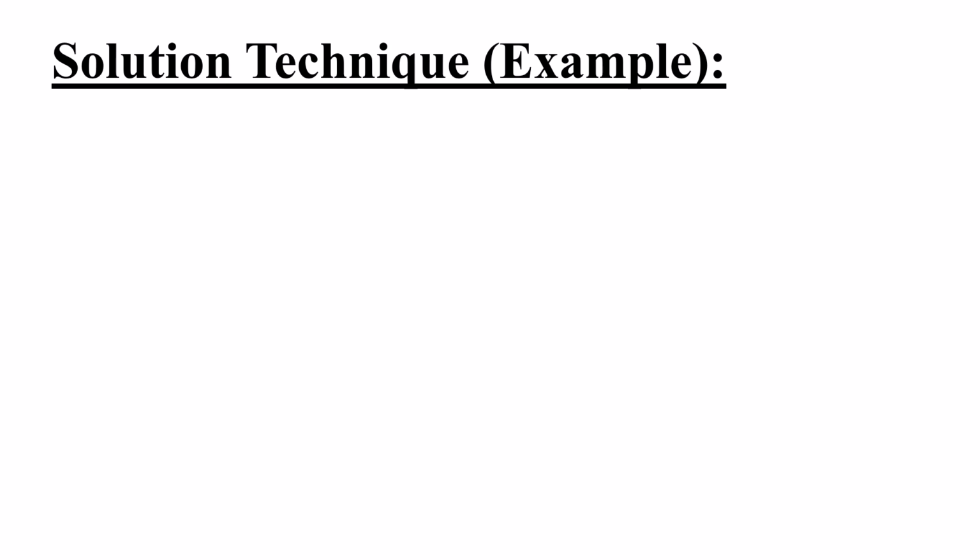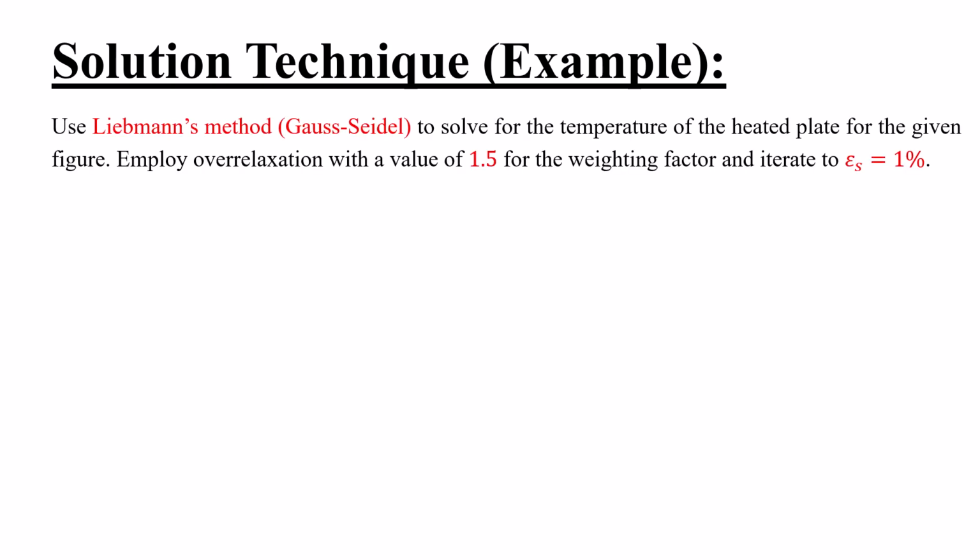Okay, now let's do an example very quickly. The example is that you have to use Liebmann's method to solve for the temperature of the heated plate in the given figure. Employ over-relaxation with a value of 1.5 for the weight. This is the lambda value that we use for updating our new temperature, and the stopping criterion is 1% relative error. So let's see the same problem with unknown points.